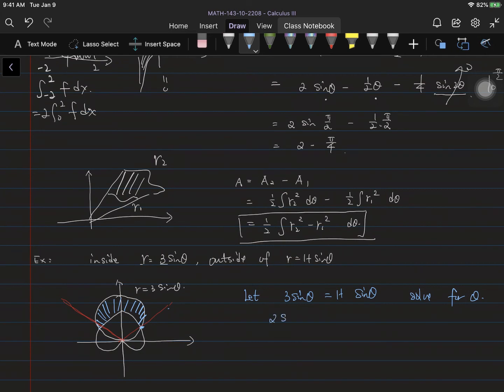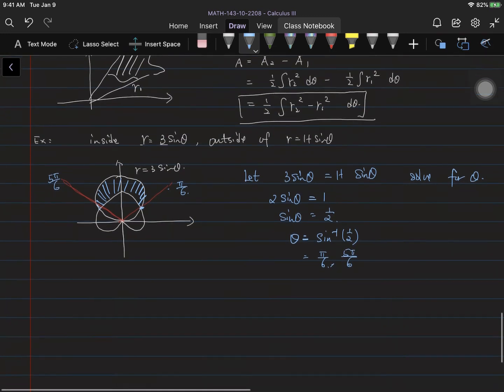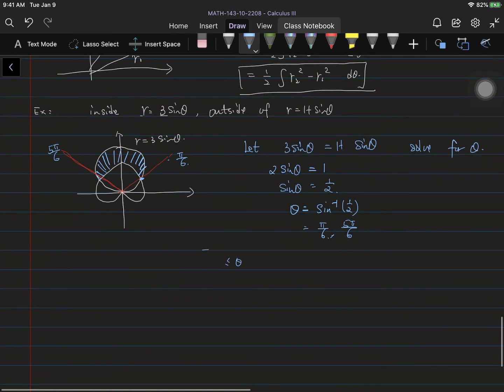Let's see how to solve it. So this gives us 2 sine theta equals 1. Sine theta equals 1/2. Is that right? So theta equals what? Sine of what is 1/2? Or you can say it's the inverse sine of that, right? But you can think, sine of what is 1/2? Sine pi over 6. So here should be pi over 6. And because of symmetry, the other one is 5 pi over 6. Okay, so our theta in this case should be pi over 6 to 5 pi over 6.